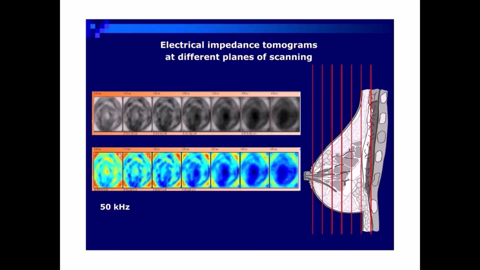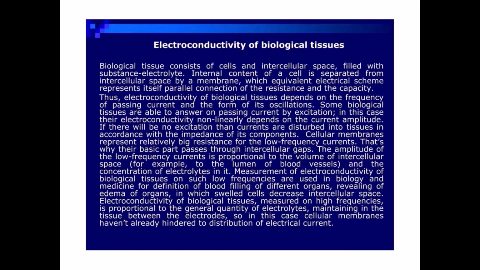Electrical impedance tomograms at different planes of scanning, 50 kHz. Electroconductivity of biological tissues. Biological tissue consists of cells and intercellular space, filled with electrolyte substance. The internal content of a cell is separated from intercellular space by a membrane, whose equivalent electrical scheme represents a parallel connection of a resistance and a capacity.